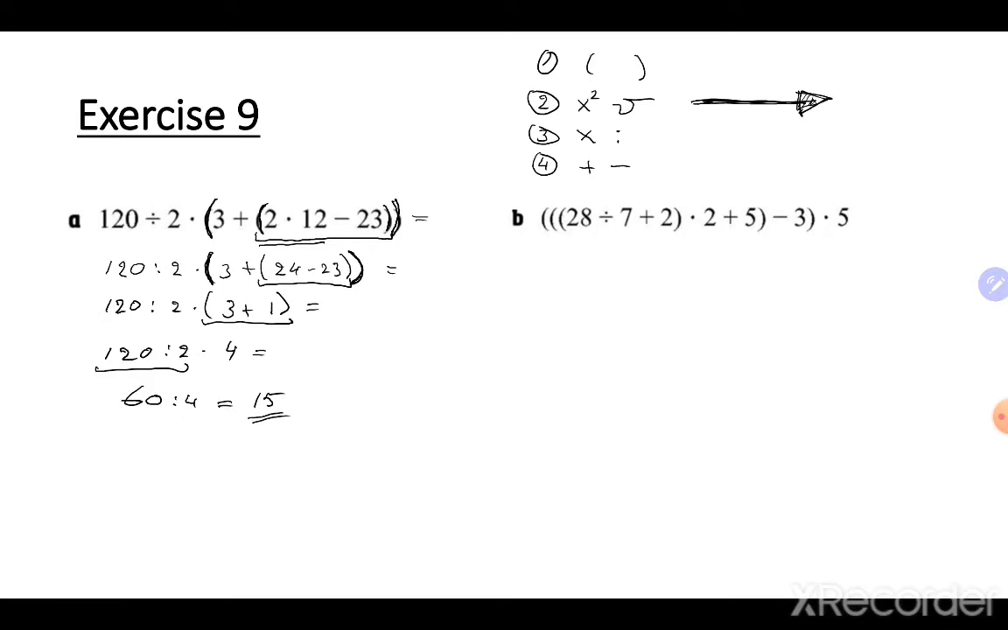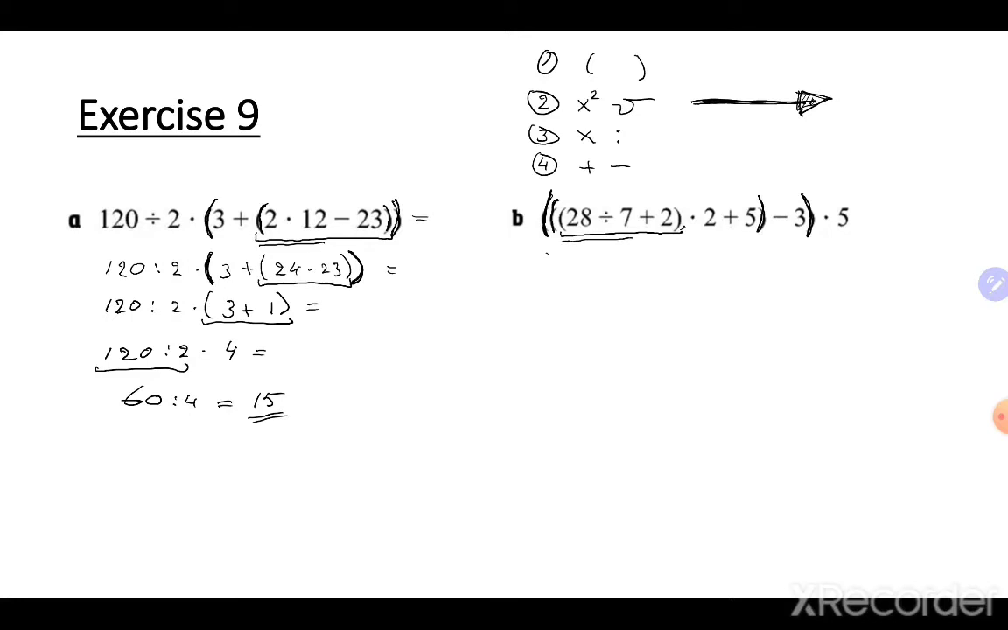Alright, if we're gonna look at exercise B, I see a lot of brackets, in total 3. This one belongs together. Then the other one after the 5, and then the first one, 28 divided by 7 and then plus 2, and we're gonna start with that one. And first we're gonna start with 28 divided by 7.